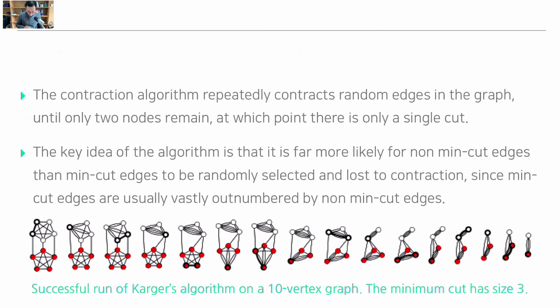So this is an example. This is the ground truth. So we have two partitions, and we expect the Karger algorithm is able to find the partition and the min cut edges.